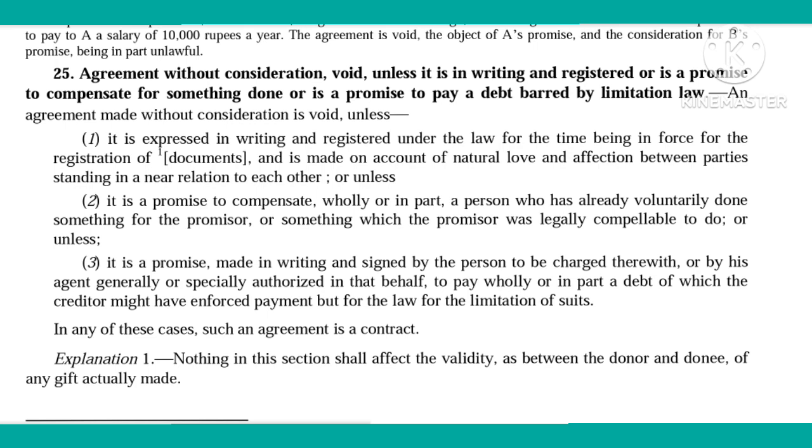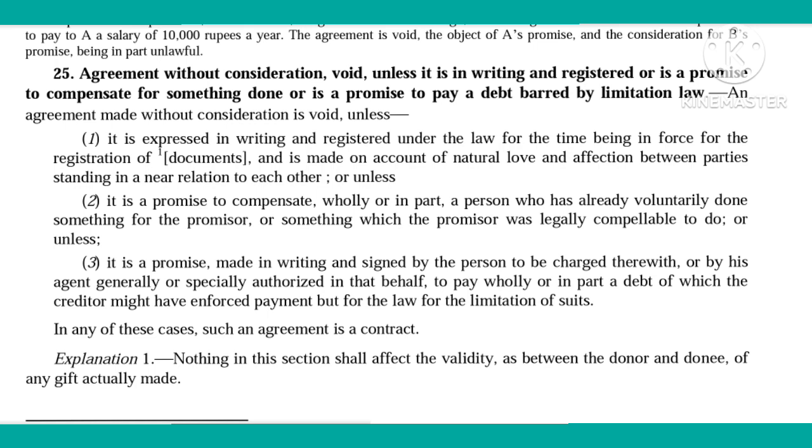Now coming to the second exception, that is, it is a promise to compensate wholly or in part a person who has already voluntarily done something for the promisor or something which the promisor was legally compellable to do. So the second exception is that an agreement without consideration is not void if the agreement is a promise to compensate wholly or in part a certain person who has already voluntarily done something for the promisor. So in this circumstance also the agreement without consideration is not void.